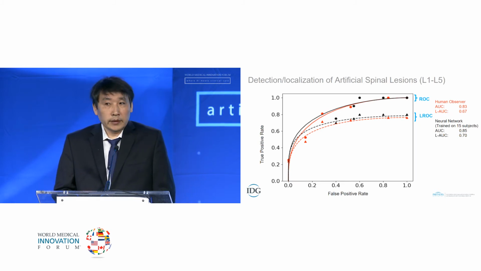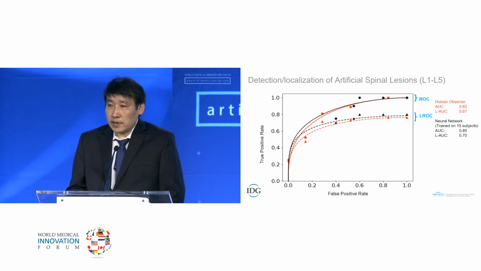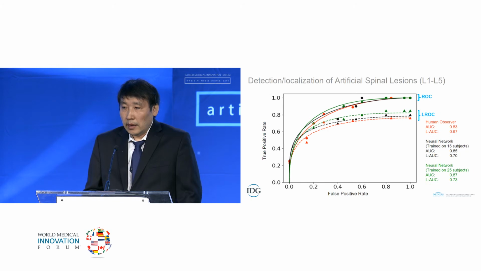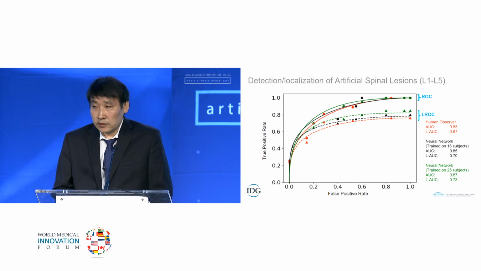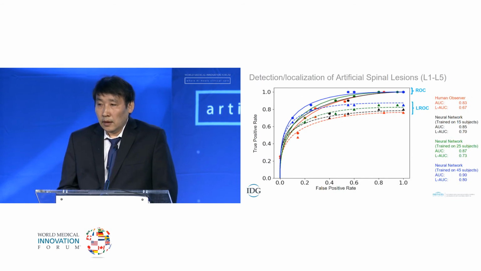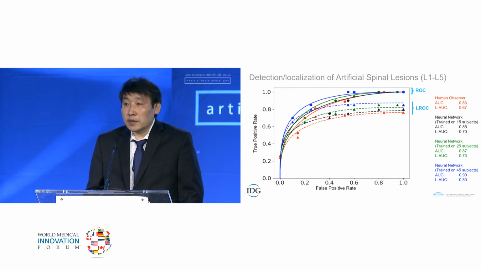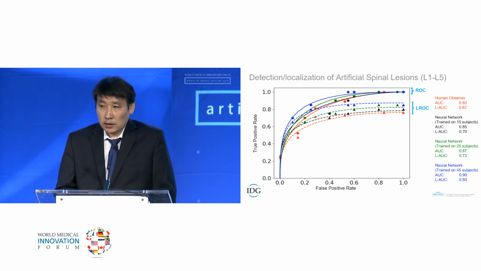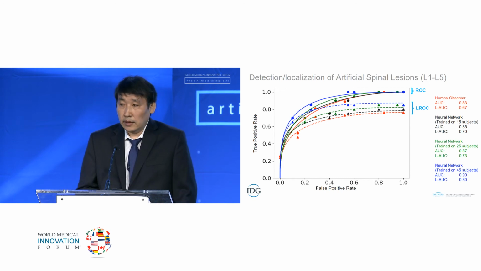If we train the neural network using 15 human data sets, the performance represented by the black curve appears a little bit better than the performance of the human observers. And if we increase the number of human data sets for training to 25, the performance represented by the green curves is further improved. And if we increase the number of human data sets for training to 45, the performance becomes even better. So if we compare the blue and the red curves, the trained neural network detects and localizes lesions with much better accuracy than the human observers.